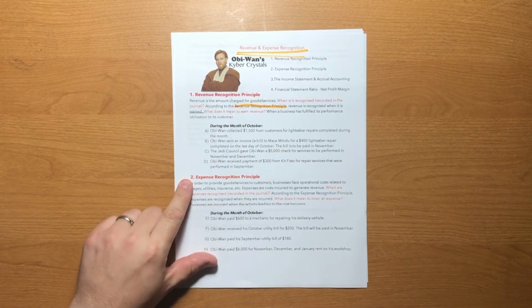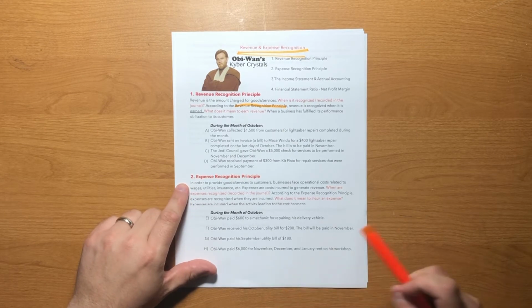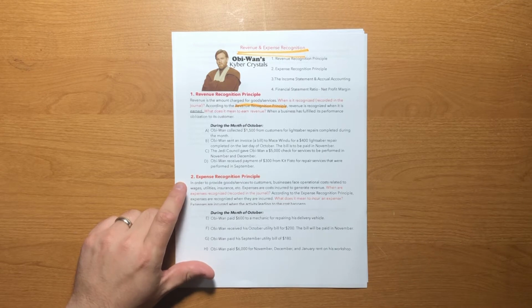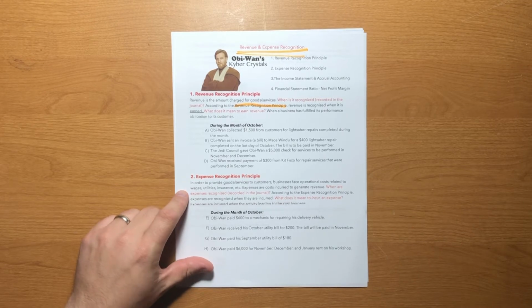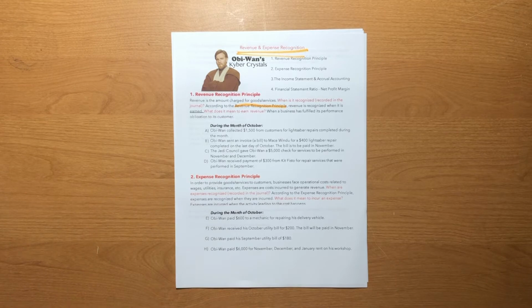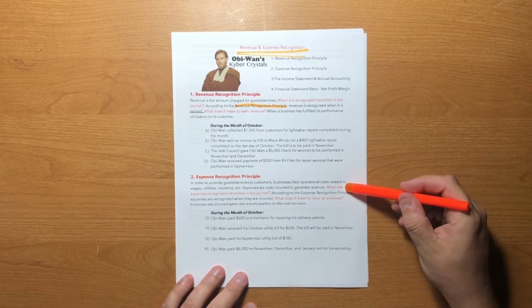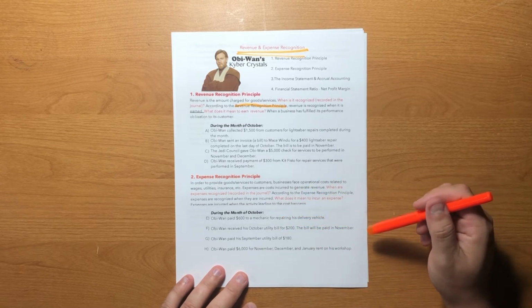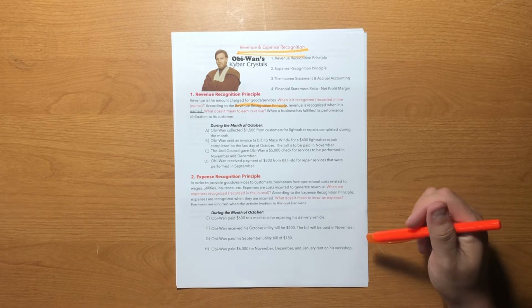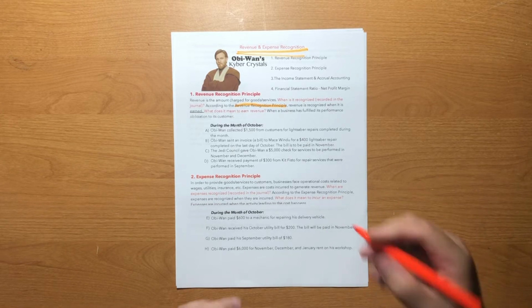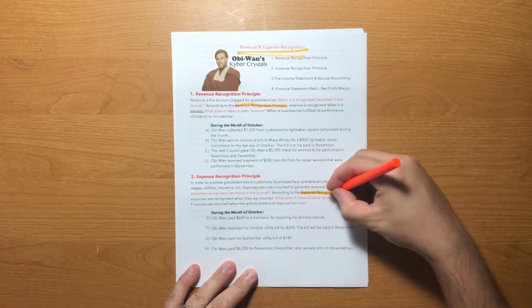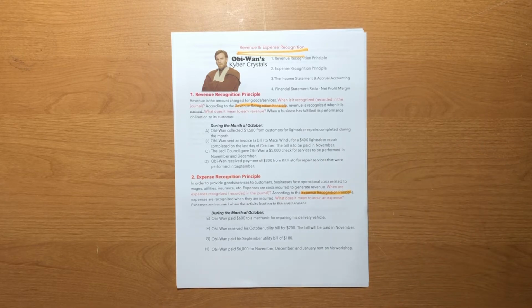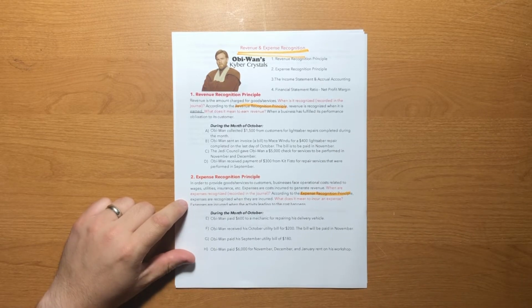The expense recognition principle. In order to provide goods and services to customers, businesses face operational costs related to wages, utilities, insurance, and a bunch of other stuff. Expenses are costs incurred to generate revenue. When are expenses recognized or recorded in the journal? According to the expense recognition principle, expenses are recognized when they are incurred.